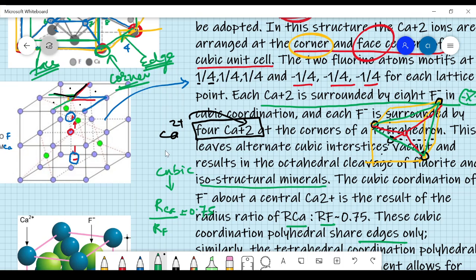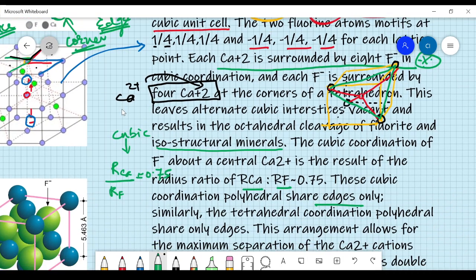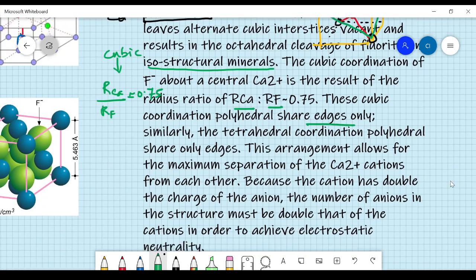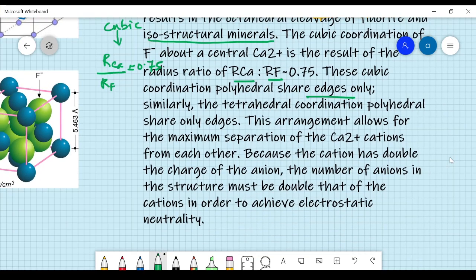In short, the most important point is that you must remember the radius ratio of calcium to fluoride in a fluorite structure. This is a basic structure and should be approximately 0.75. These cubic coordination polyhedra share edges only. Similarly, tetrahedral coordination polyhedra share only edges. This arrangement allows for maximum separation of the Ca2+ ions, the cations, from each other. So this is a very good arrangement.